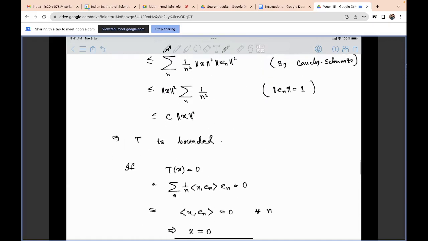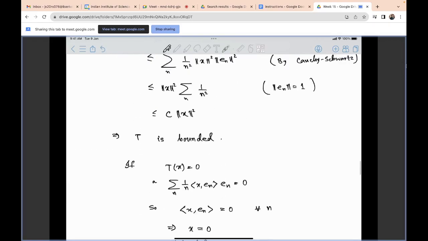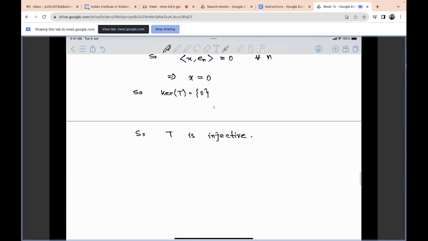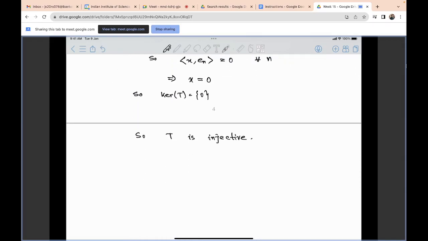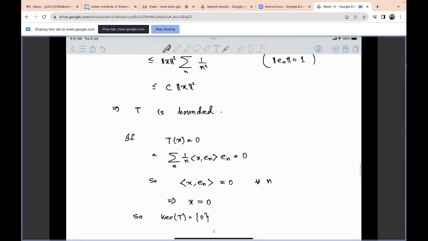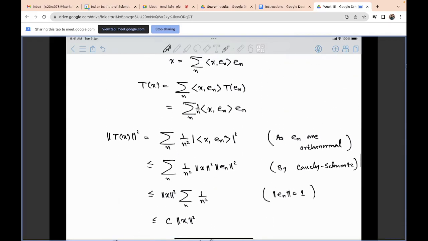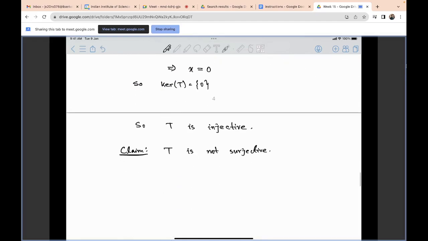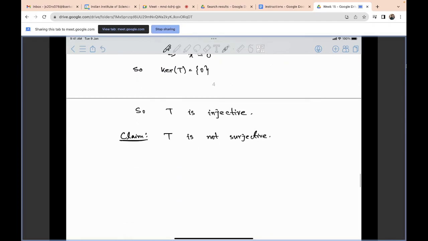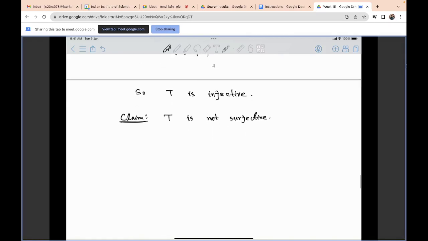So you have got that T is bounded, T is injective, and obviously T is linear. But T is not surjective. Claim: T is not surjective. This you can also show another way, but I am giving one: there exists a vector in L2 which is not in the range.